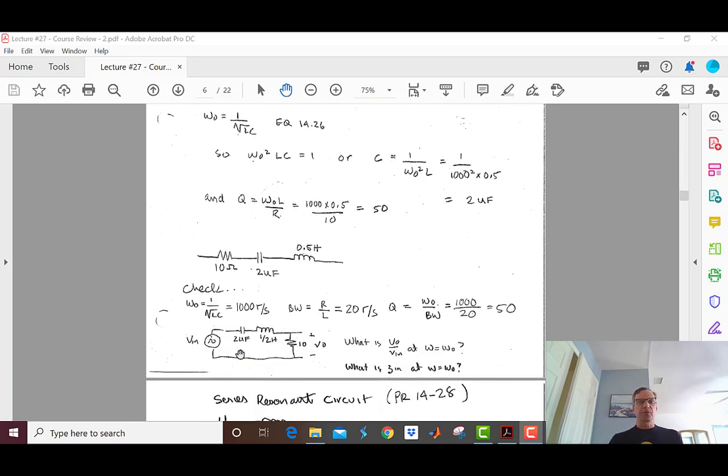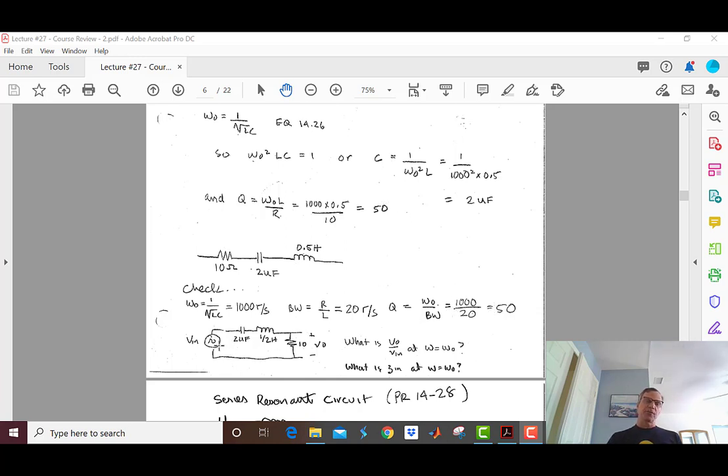First, let's just check ourselves. Omega naught is 1 over root LC. Okay, that's 1,000 radians per second. I'm just using the values we calculated. Bandwidth is R over L, that's 20. Q is going to be omega naught over the bandwidth. And you notice that here I used omega naught L over R. Here I used Q as omega naught over the bandwidth, because using a different formula is always good, and I got 50, and that agreed with what I had here.